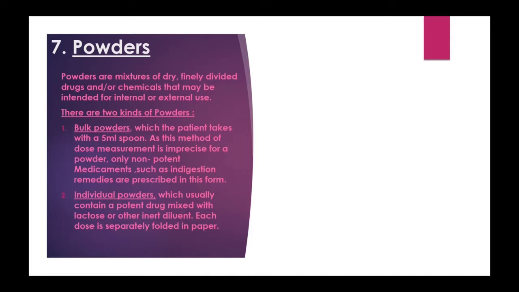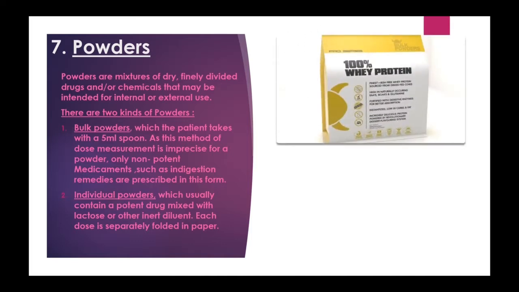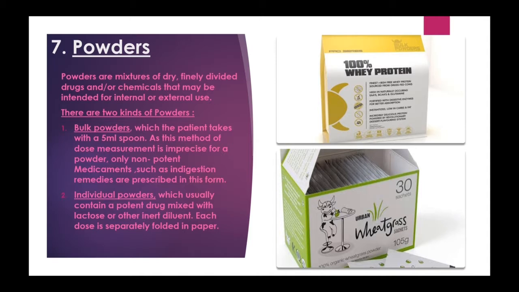Let's see examples of both. Friends, in this image you can see whey protein. It's a protein powder. This is an example of the first type of powder, that is, bulk powders. Next, an example of individual powder: wheatgrass sachets. Each dose is separately folded in sachets. So this is the example of individual powders.